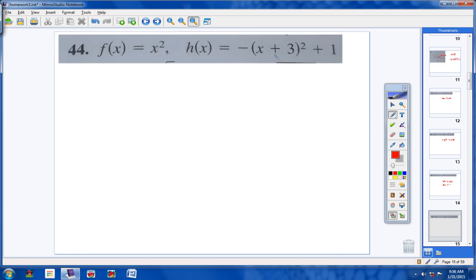We have a negative 3 right here. So we're going to say we have a shift to the left. Opposite sign for horizontal shifts. Left 3 units, okay? And up 1 unit. And then we have a negative sign right here, okay? And notice that it's not being applied directly to the x. If it was, it would be on the inside.